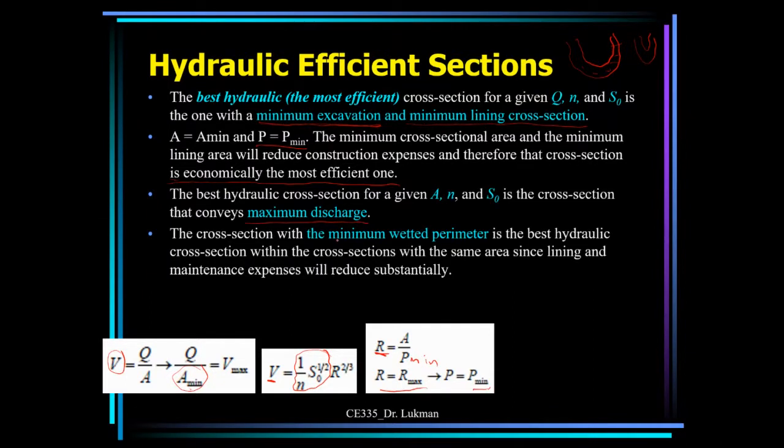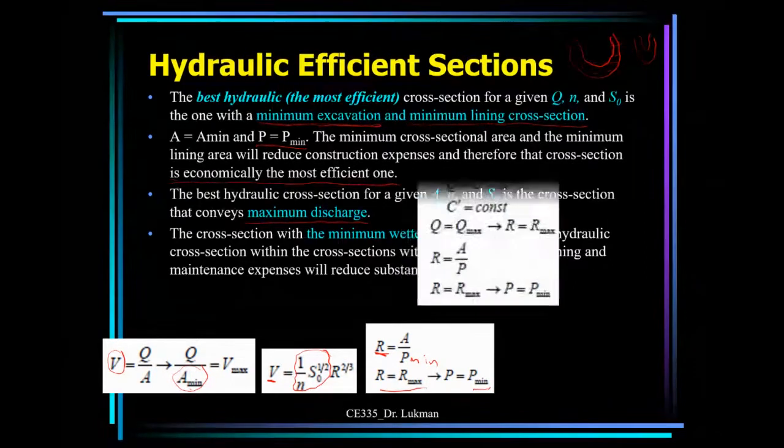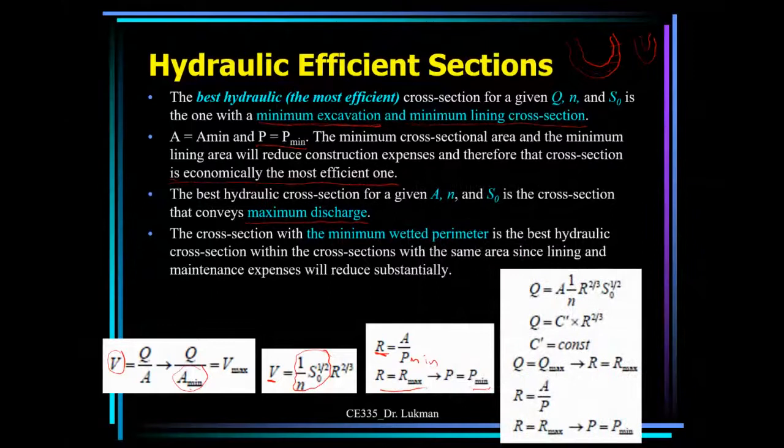And the cross-section with the minimum wetted perimeter is the best hydraulic cross-section within the cross-sections with the same area. You may have the same area, but the wetted perimeter varies. So the one with the minimum wetted perimeter is the best cross-section with the same area, since lining and maintenance expenses will reduce substantially.